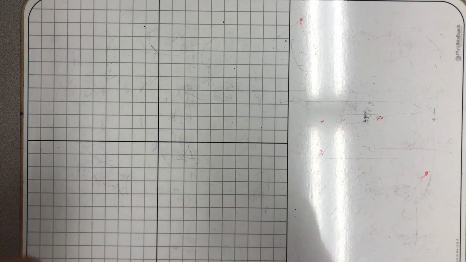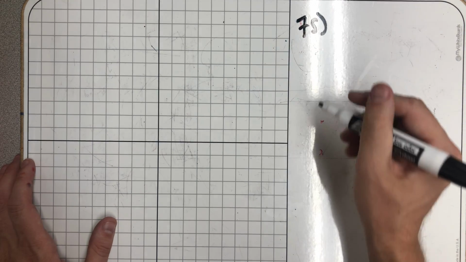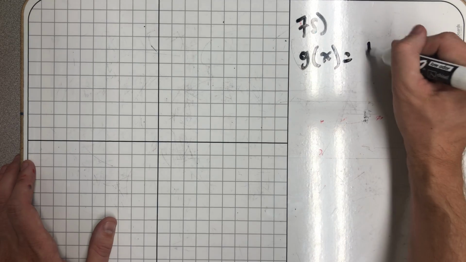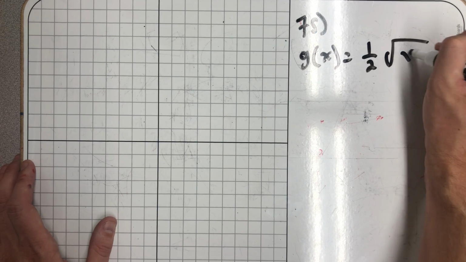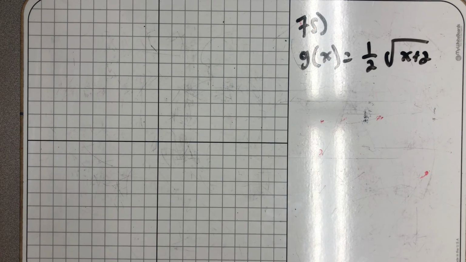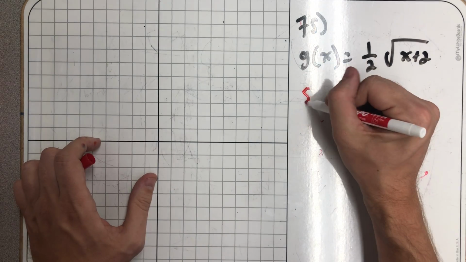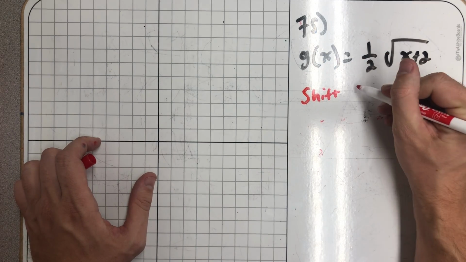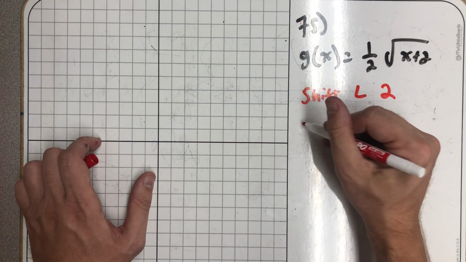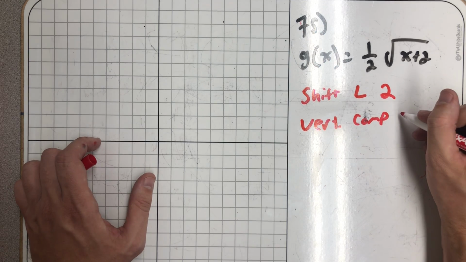So we were getting ready to start problem number 75, which has this graph a transformation of the square root function. If I think about the transformations in order here, I'm going to start with a shift left 2. And then this 1/2 out front, that's a vertical compression by a factor of 2.